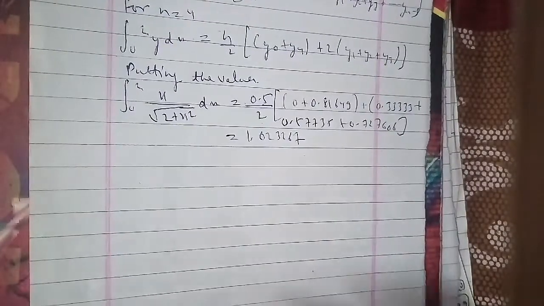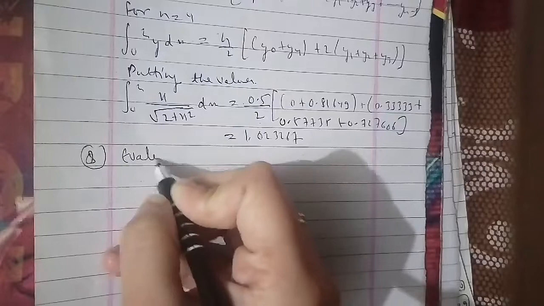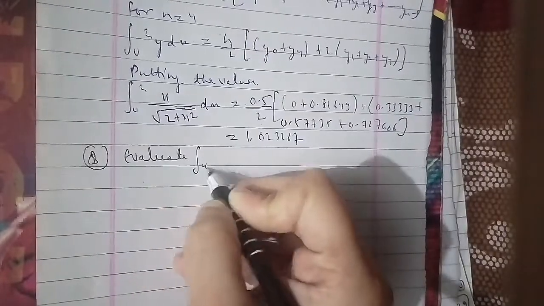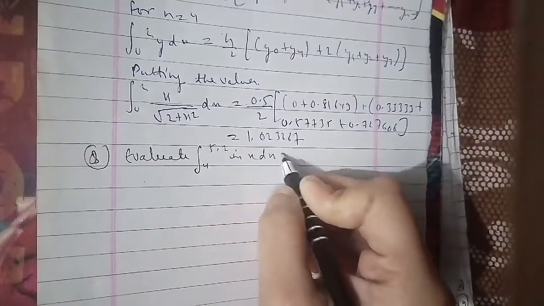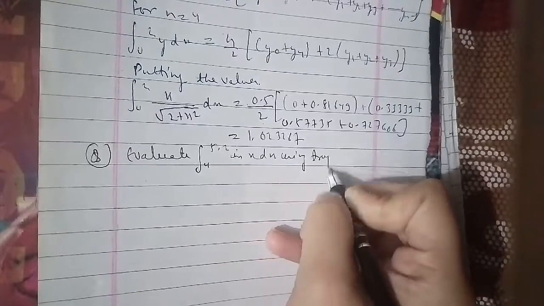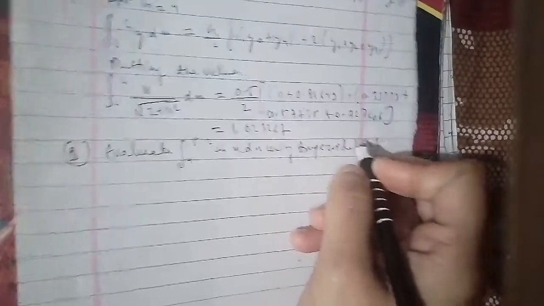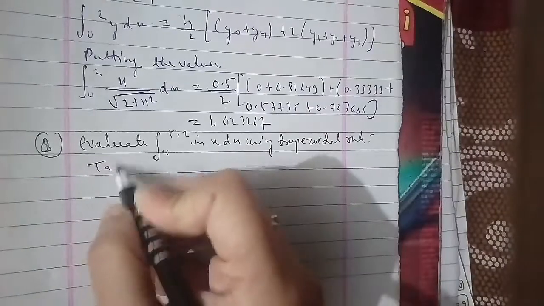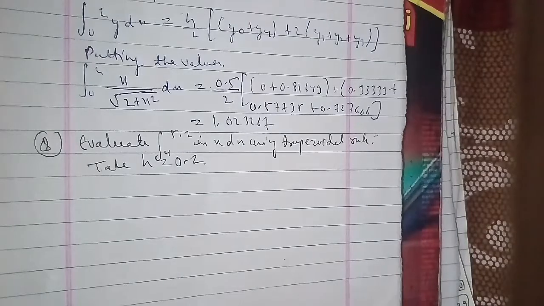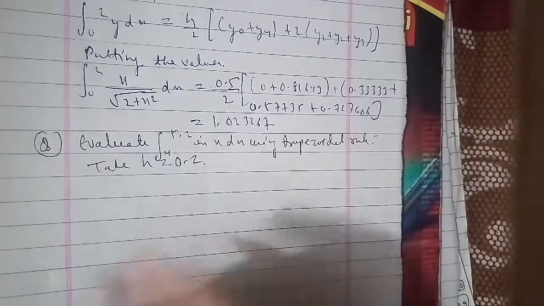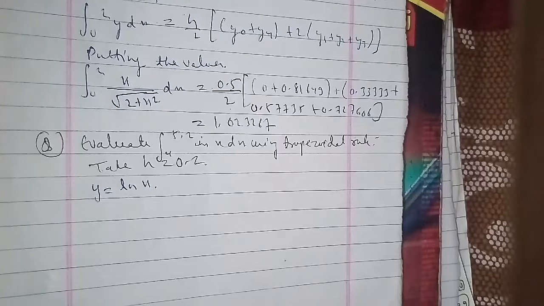Evaluate the integral from 5.2 of ln x dx using the trapezoidal rule where h equals 0.2. So y equals log x, and let's prepare the table for the values of x and y. We get x and y equals log x.